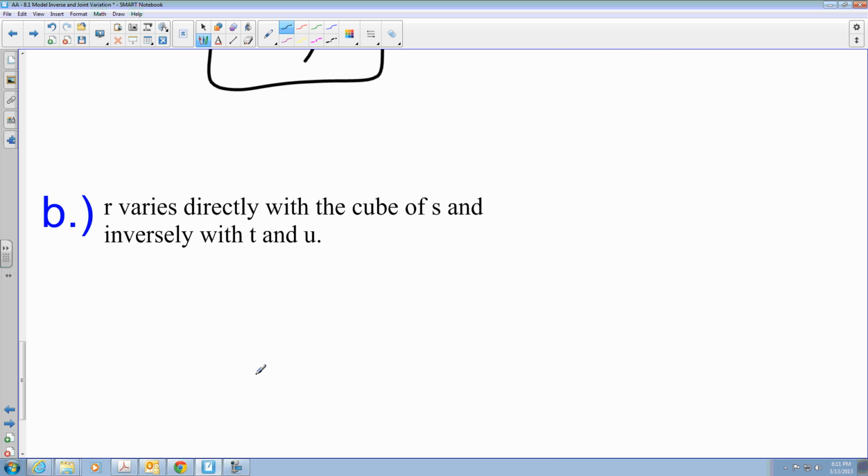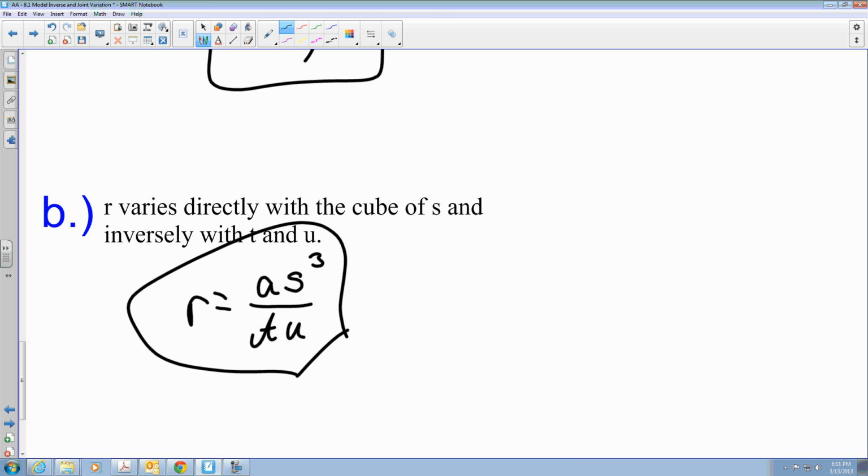If r varies directly with the cube of s and inversely with t and u, you can write it as r equals a, your constant of variation, times the cube of s, and then inversely means it's divided by t and u. So that's how you write this equation. A lot of it is just being able to decode what they are saying in the story problem and being able to write the equation. And that is how we model inverse and joint variation.